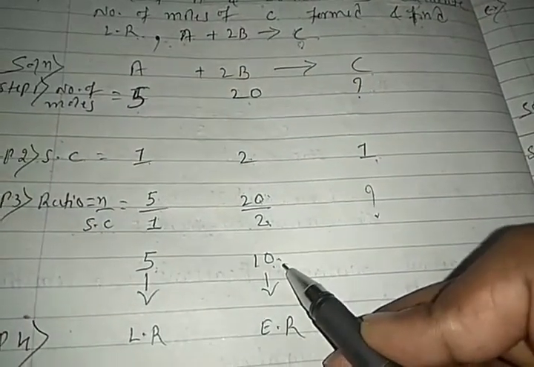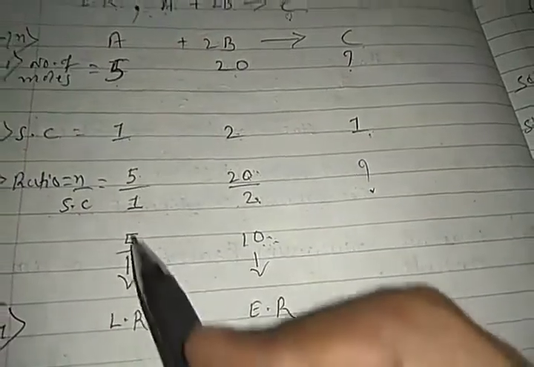Ratio. So which one is the limiting reagent, students? The smallest value is 5, so A with 5 is the limiting reagent. The 5 moles of A decide the product. Understood, students? So 5 is the limiting reagent, 10 is the excess reagent.